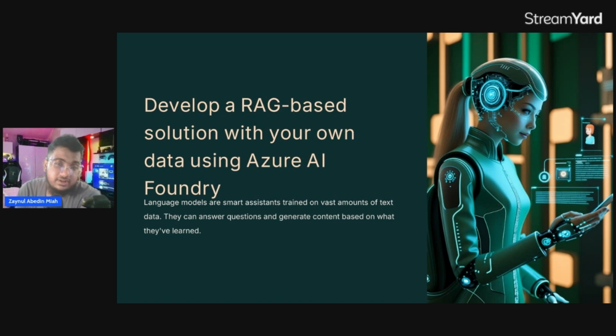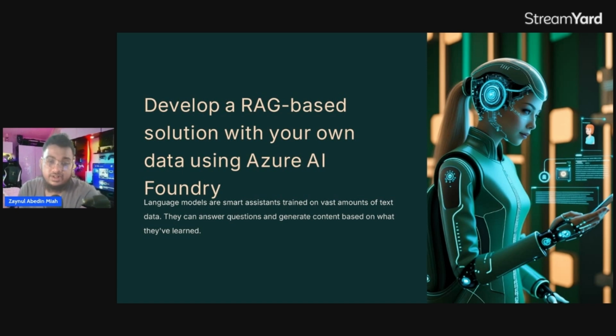Today we're going to build a RAG-based solution with our own data using Azure AI Foundry. So what is this RAG? Where did RAG actually come from? It came from language models. What are language models? They're nothing but the smartest thing. They were trained on lots of text data, for example websites, articles, books and journals, so many internet sources. So it knows a lot of things.